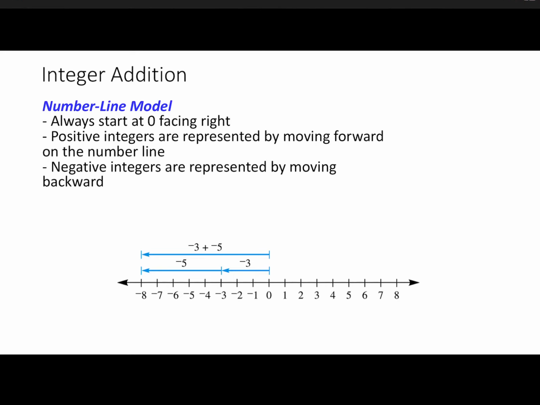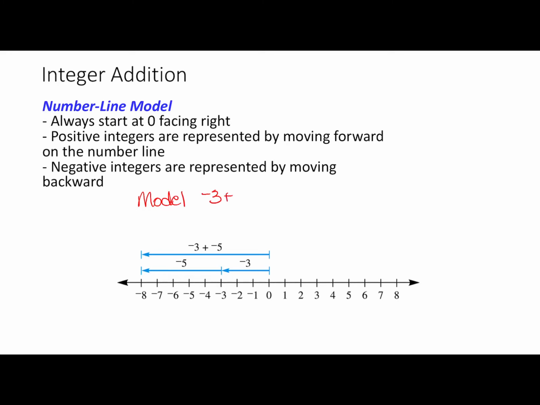I can also model integer addition using the number line. So now our number lines not only have positive numbers, but they also move to the left with negative numbers. When you're using the number line, you always want to start at 0 and imagine that you're facing right. Our positive integers are represented by moving forward on the number line, and negative integers are represented by moving backwards on the number line. Okay? Now this is why those arrowheads are very important, because they're telling you direction.